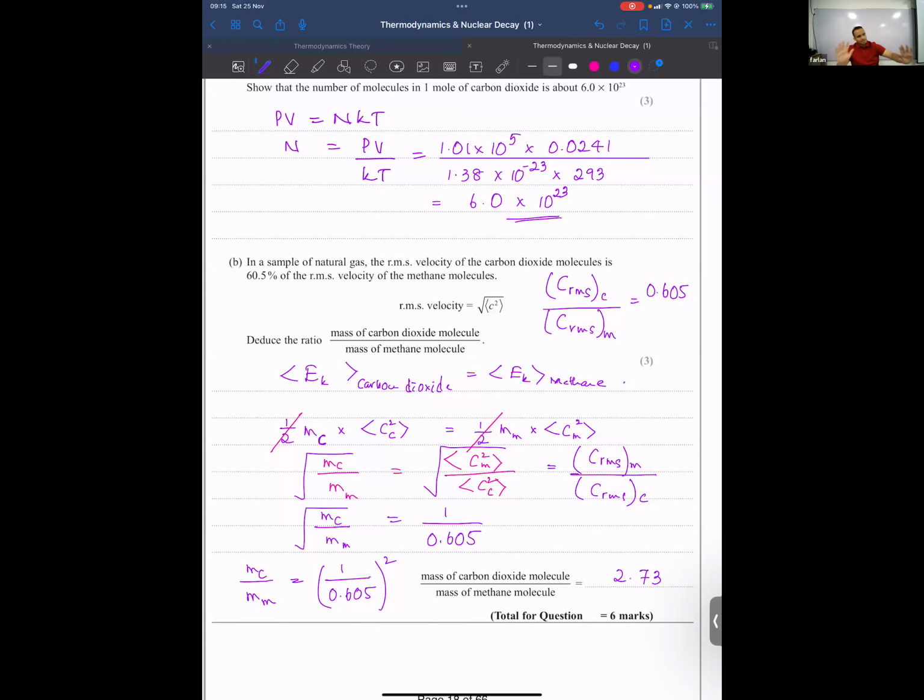If the temperature is the same, kinetic energy will be the same. The theory is Ek equals 3/2 kT. k is a constant. 3/2 is a constant. So Ek purely depends on the temperature.